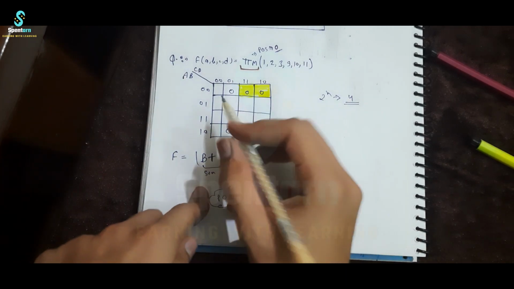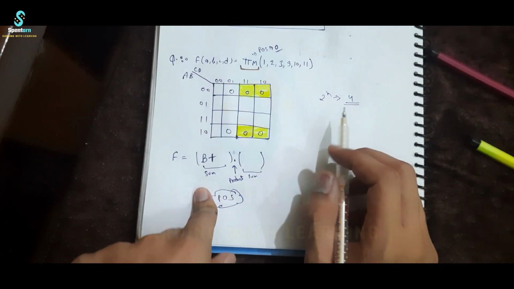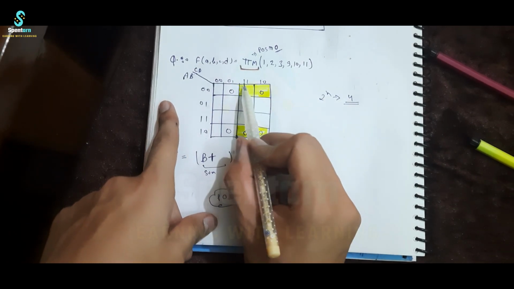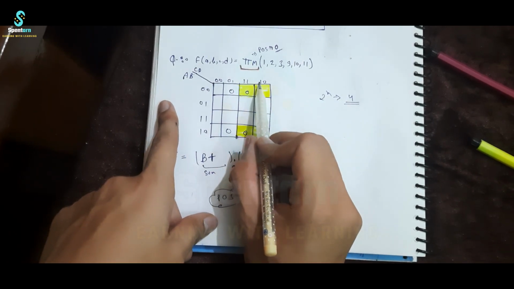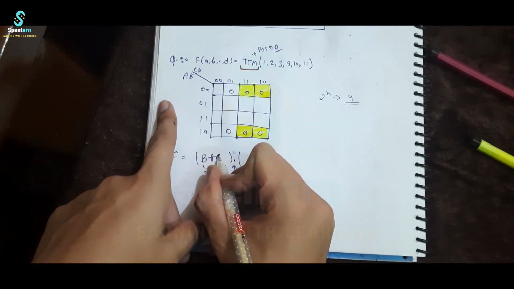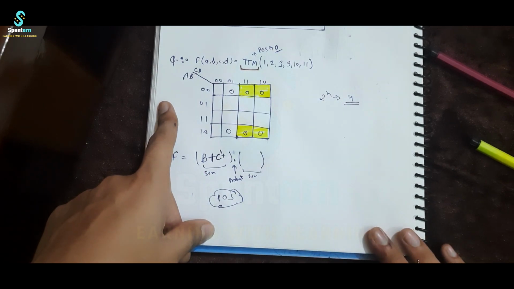Now we have done with AB, but CD is left here. For the CD, how can we get to know? For the CD, you can see directly 1 1. That means C we are getting common, right? So we will be writing C, but not only C, it will become C bar in case of POS, right?